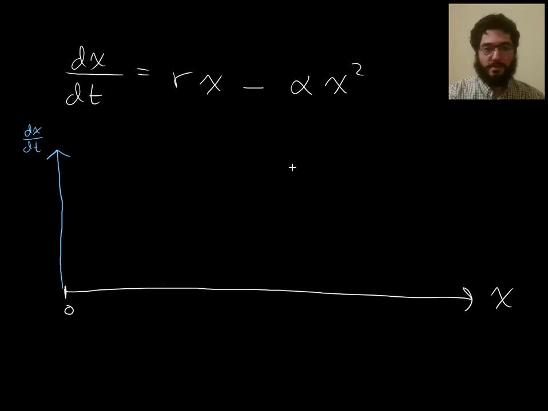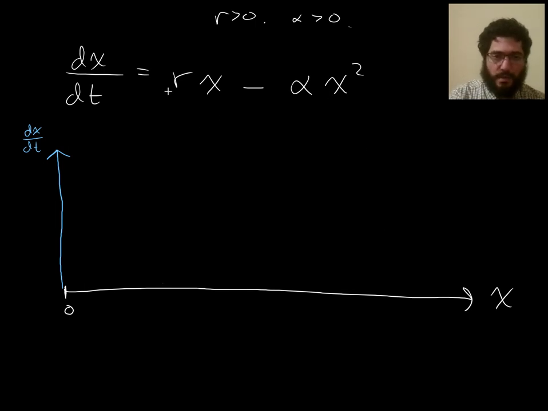Okay, well, there's no way I can plot this exactly, considering that there are these unknowns r and alpha. But I just want a qualitative plot that tells me what's going on. And perhaps it can tell me what's going on in terms of r and alpha, even though they're unknown. What I do know is that r is greater than 0 and alpha is greater than 0. So that is important.